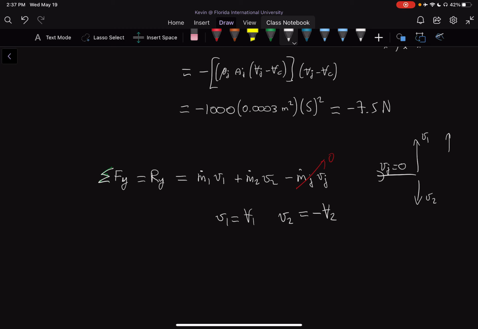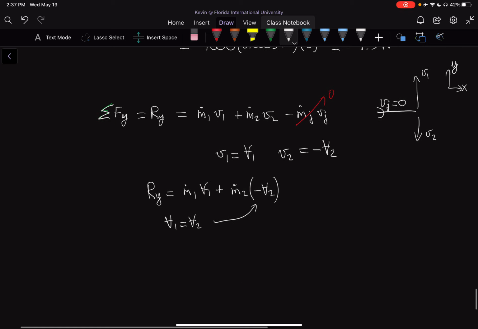Okay, remember that we're looking at a sum of forces in the y direction. The force has to have direction, so the velocity also has direction. So v2 is actually a negative term, because it's going in the opposite direction. So we have Ry is equal to m dot 1 times v1 plus m dot 2 times minus v2. And we also know that v1 is equal to v2. So if we substitute v1 for v2 in here, we get that Ry is actually equal to 0.